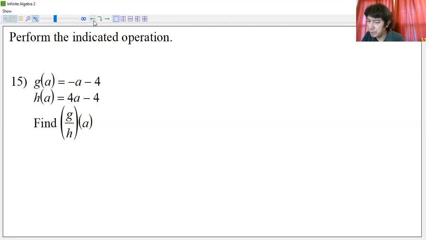So this is number 15. The given is g of a equals negative a minus 4. And we have h of a equals 4a minus 4. We're asked to get g over h of a. There. All right, we shall do it in the other screen.